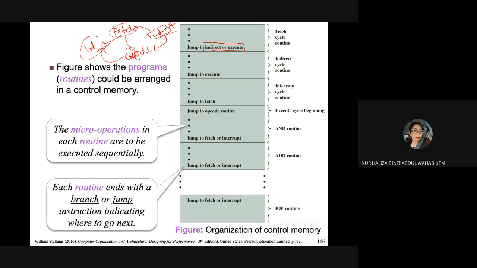From indirect, you can only go to execute. You cannot go back to fetch. You cannot go to the interrupt. For the interrupt, you can go to fetch. See? So this is each routine. Before you end, you're going to have a branch or a jump instruction, where you want to go next, whether it's go to a specific one, next, and so on.